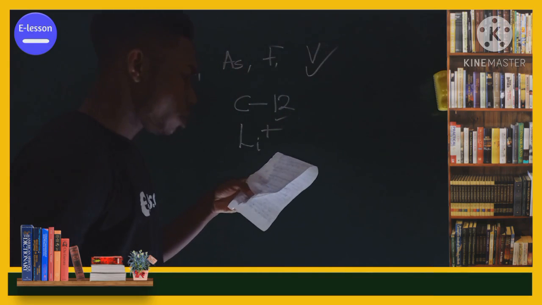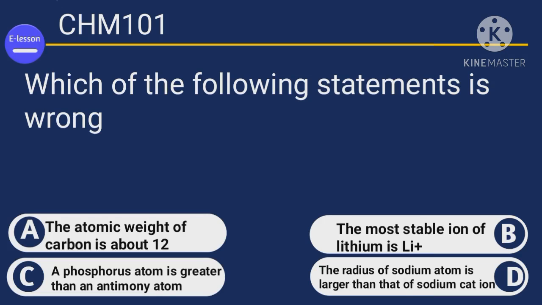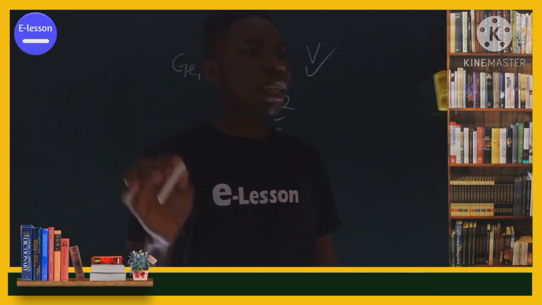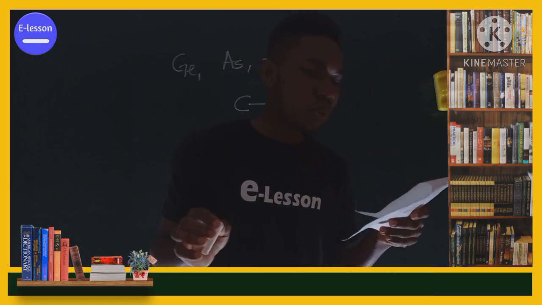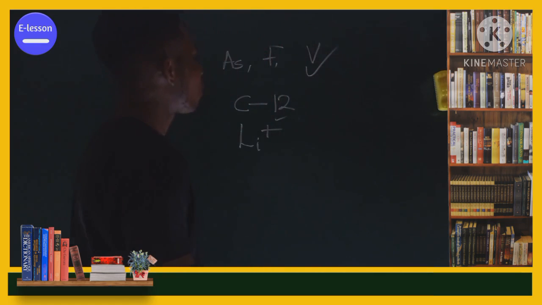Now we have C. A phosphorus atom is larger than an antimony atom. Is that true? That is false. Phosphorus and antimony are in the same group in the periodic table. We have phosphorus, then we have antimony.